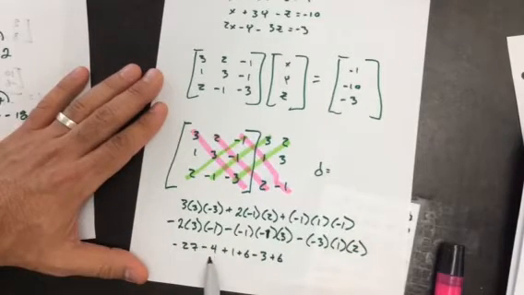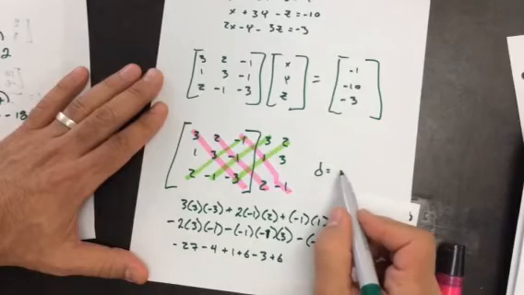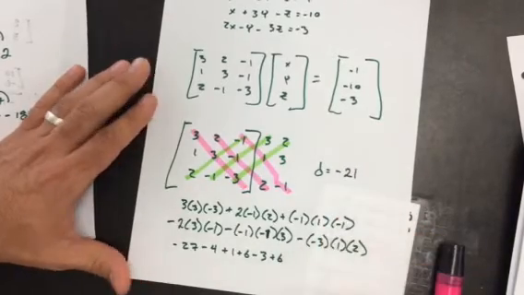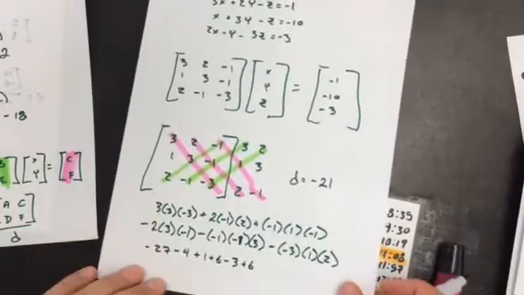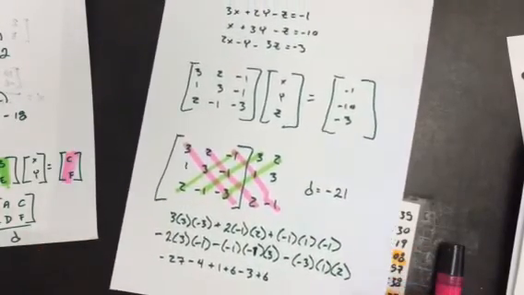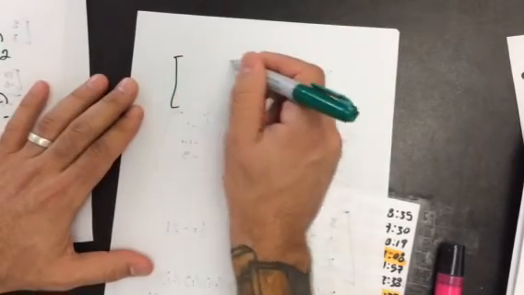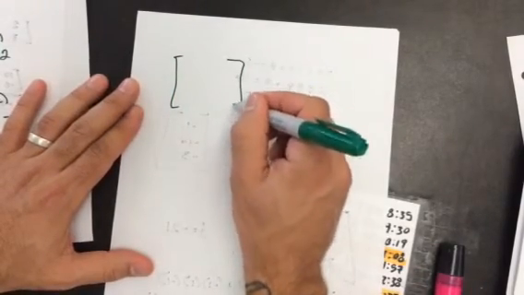So that gives me -27, -4, 1, 6, 3, 6, which is -21. So the determinant of this is -21. Now I'm going to need that on the next thing that I do. Okay. So just like before where I replace the x's when I want to solve out the x's, I'm going to do the same thing.